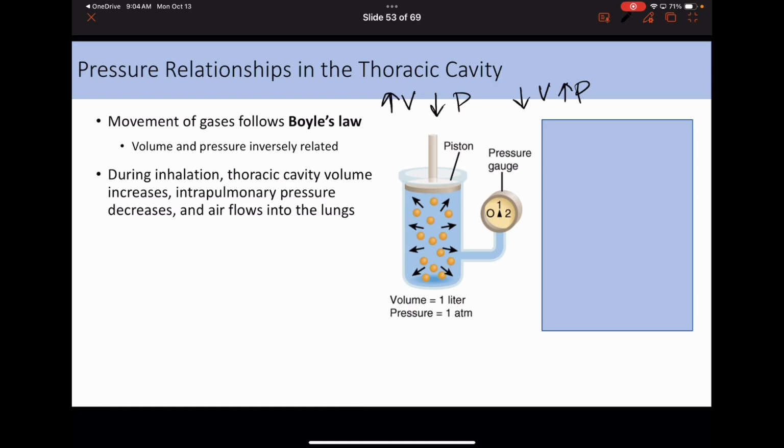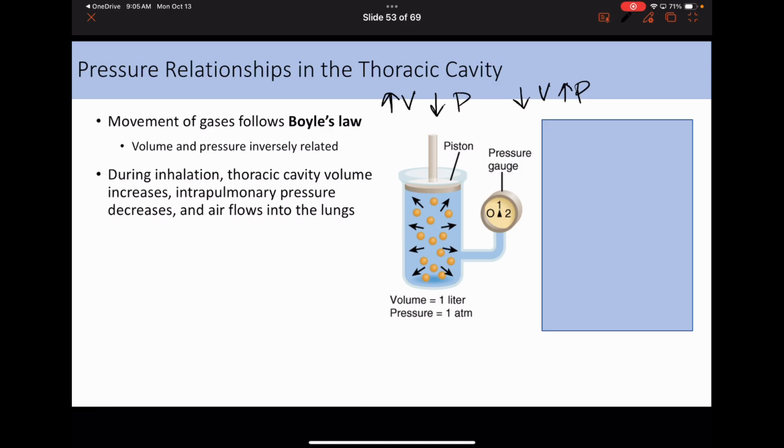But during inhalation, your thoracic cavity volume increases, intrapulmonary pressure decreases, and air flows into the lungs. So what happens when you take a deep breath in? It doesn't seem like your chest gets set up before the air moves in. It seems like it's happening all at the same time, but actually your chest cavity moves before the air moves.